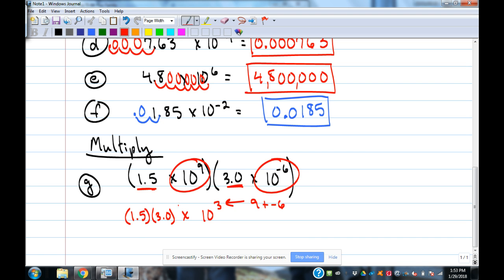4.5 times 10 to the third. Then I'll look at it to make sure it's true scientific notation. What's the rule about this number in front? It's got to be between 1 and 10. It's 4.5, between 1 and 10. Yes. We're good then. We're done.